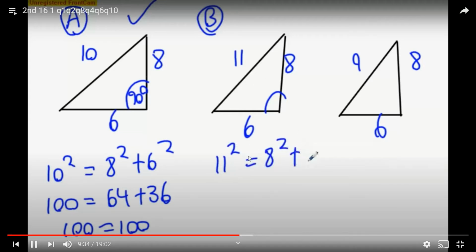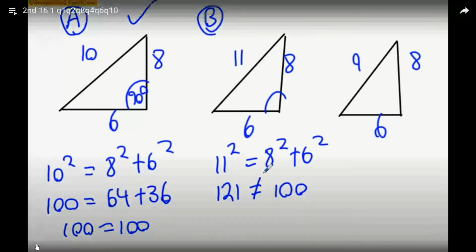So you're going to get 11 squared equals a squared plus 6 squared. We know this is not going to be true because 11 squared is 121, and a squared plus 6 squared is 100. Because the 11 squared is too big, it doesn't obey Pythagoras' theorem because it doesn't balance. This means that this triangle in the middle with 11 as its longest length, 8 and 6, is not a right angled triangle. Okay, so that means it's not a right angled triangle.